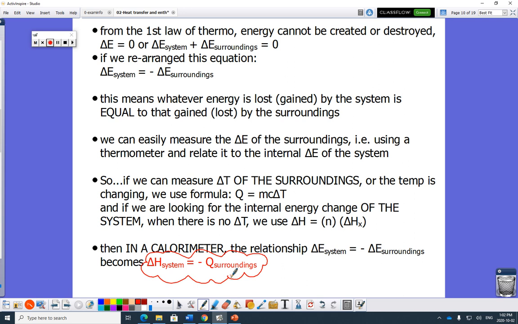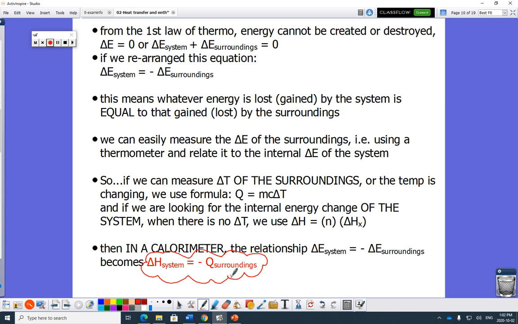When I do the examples, we're going to talk about the system side and write about it, and the surrounding side, and then I'm going to put it together. Some students choose to keep it separate and then relate it at the end. There are options here. But the big thing, especially if you want your math to work out, is that delta H system equals negative Q of the surroundings.